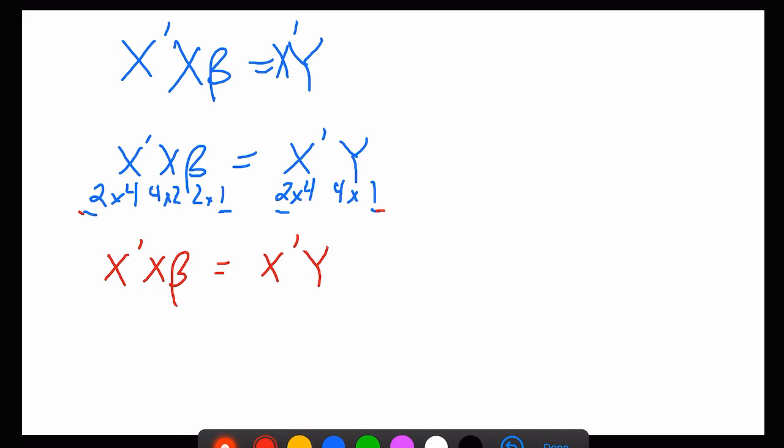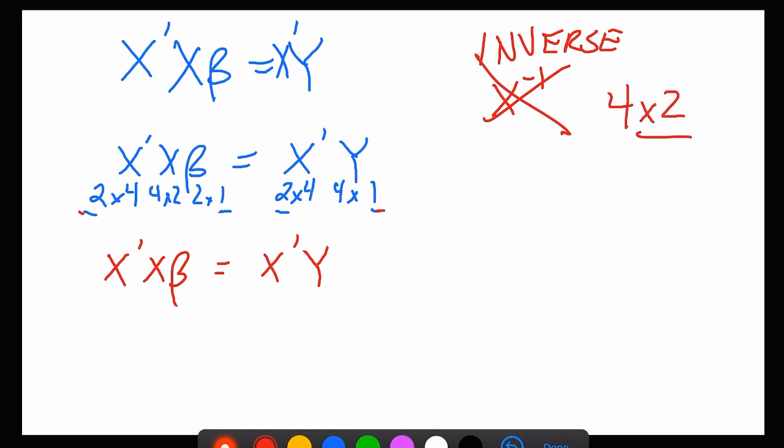Can I do that? I can do that. Now, the point of this, you're saying, what's the point? I need to do division, but I can't do division. I can only find the inverse. X inverse isn't going to work. Why not? X is 4 by 2. To take the inverse of a matrix, it has to be square, right? I can only find the inverse of a square matrix.